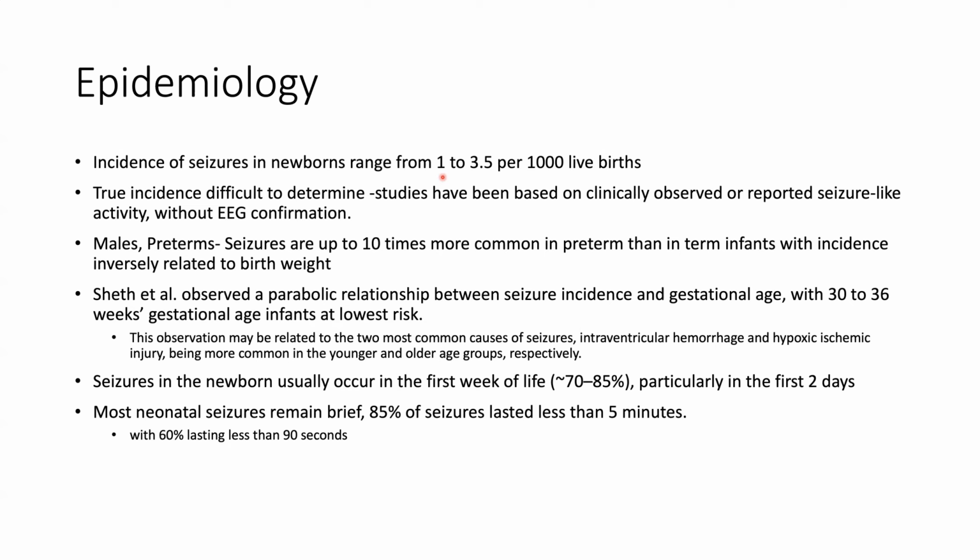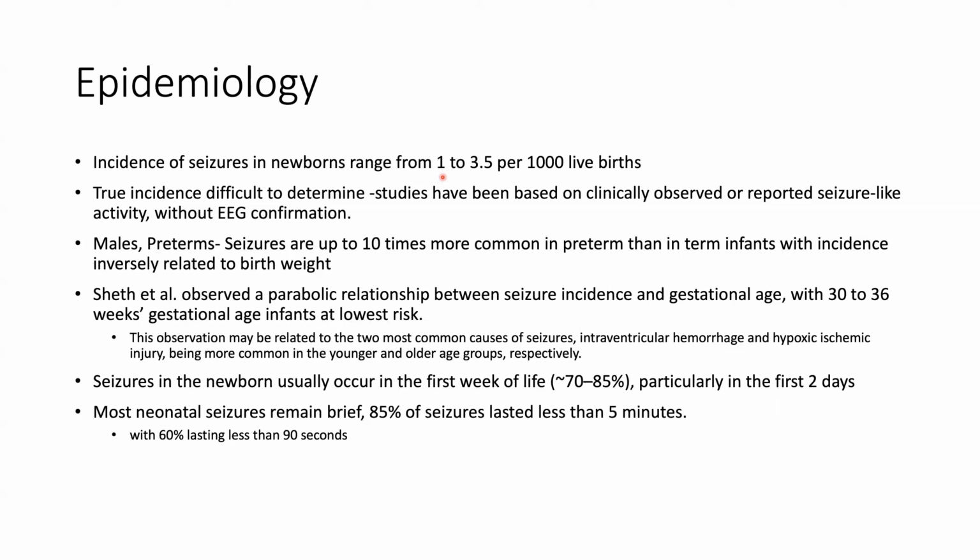of developing seizures. And there is a study where investigators observed a parabolic relationship between seizure incidence and gestational age, with children between 30 to 36 weeks gestation at lowest risk, right? And then the risk increases beyond this group, and later on it decreases after the newborn period, right? So this observation may be related to the two most common causes of seizures: intraventricular hemorrhage and hypoxic ischemic injury.